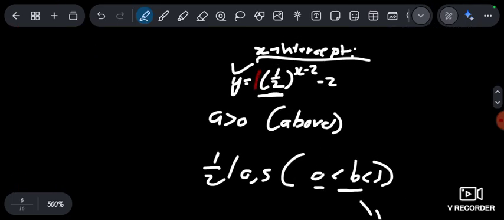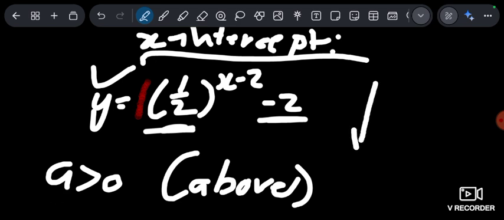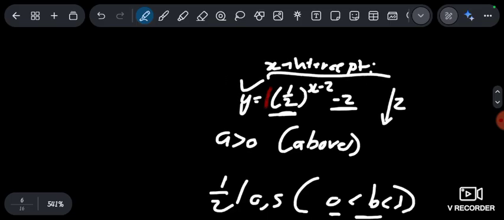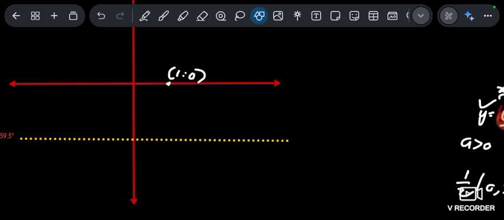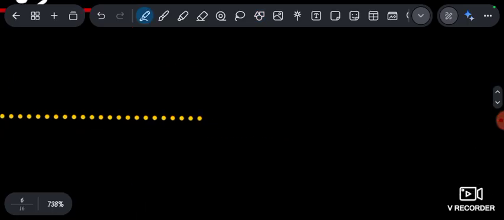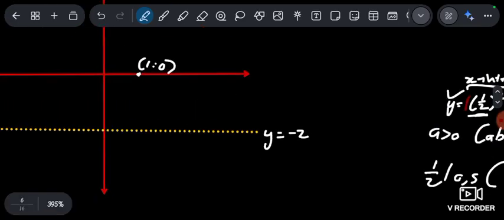Do we have our asymptote? Yes, our horizontal asymptote is there. It is 2. It means that the graph has been shifted how many units down? 2 units down, right? So we can plot the horizontal asymptote over there, a straight line. So we can label it and say that here y is equal to minus 2, right?